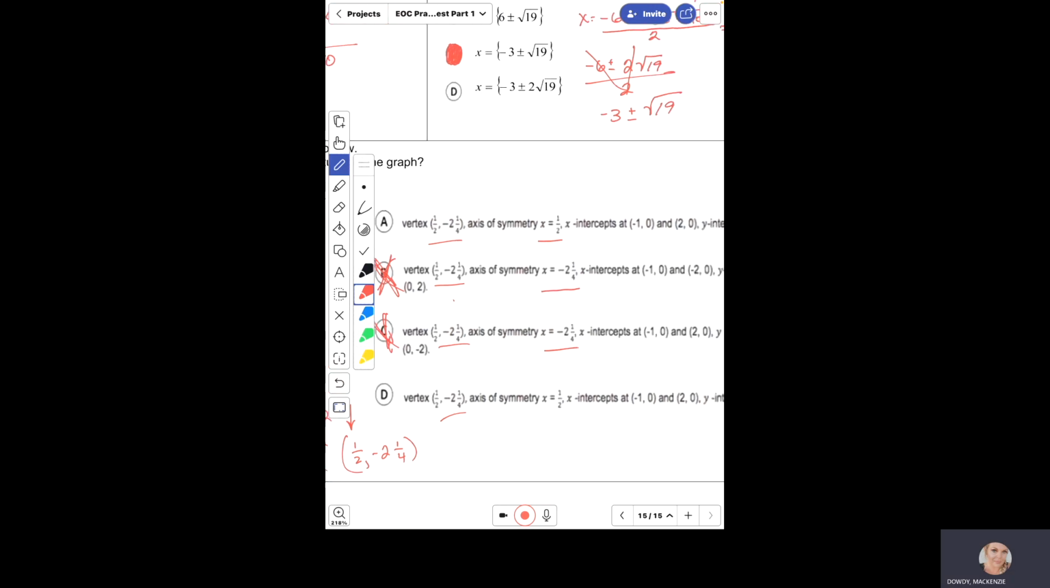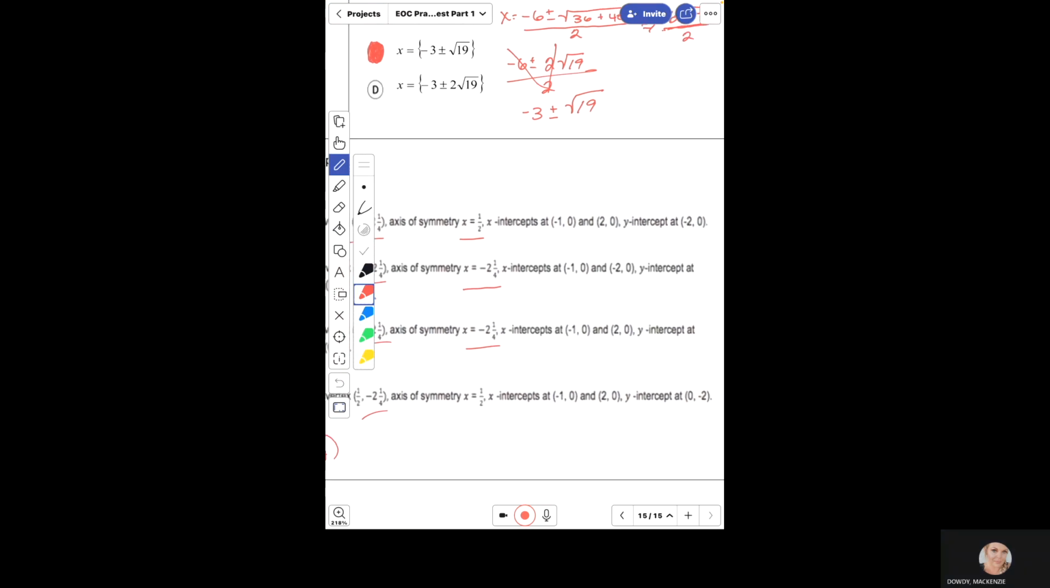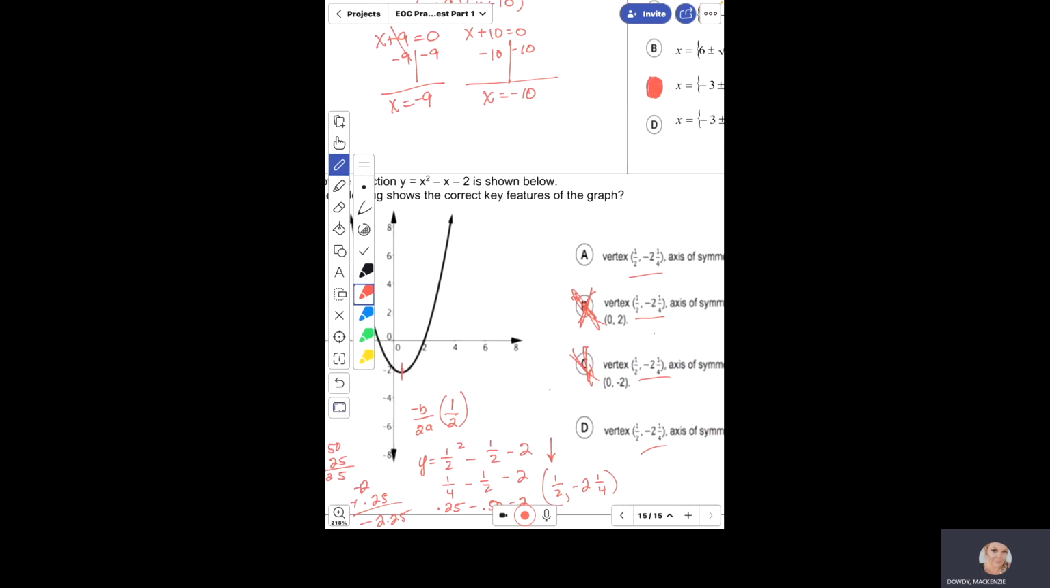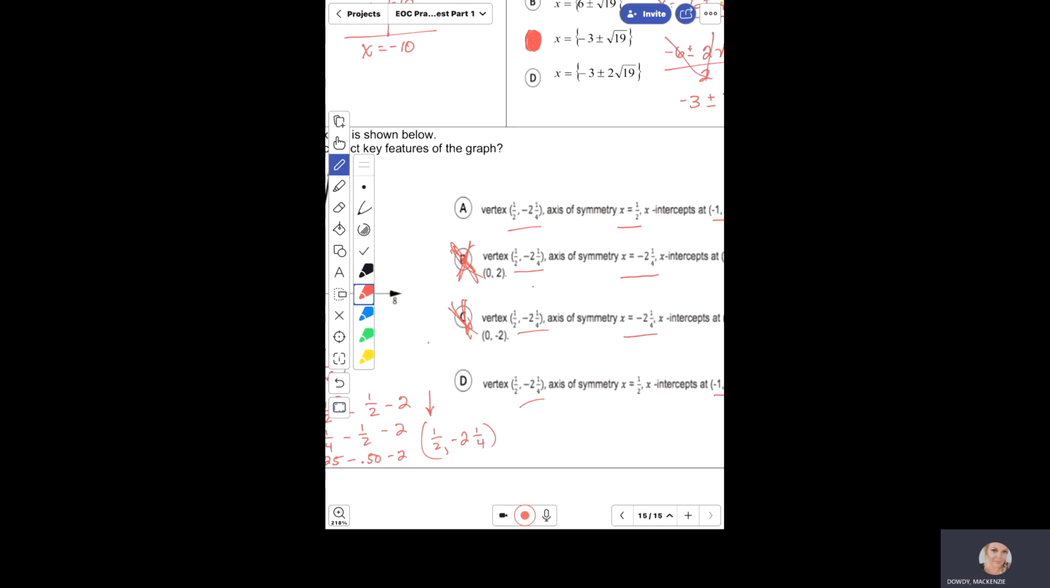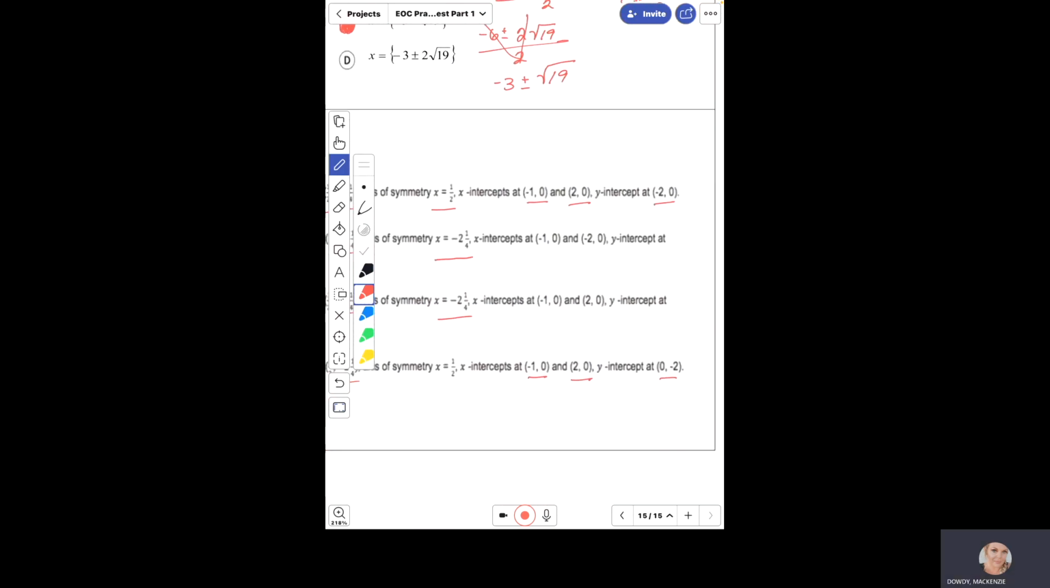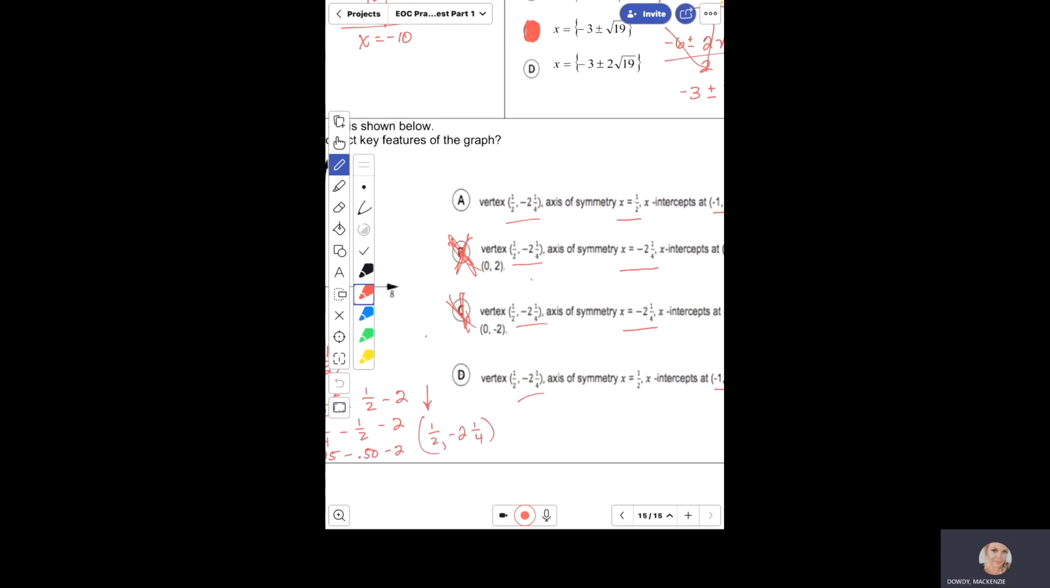It's the next thing that they look for, the x-intercepts. Well, this x-intercept says negative 1 and 0, and this is 2 and 0. This is negative 1 and 0 and 2 and 0. So there's no point in verifying that because they're both the same. Y-intercept is at negative 2 and 0 or 0 and negative 2. So let's go look. Our y-intercept is at 0 and negative 2. Come on, there we go. So come back over here. And our y-intercept was at 0, negative 2. So D is our answer.